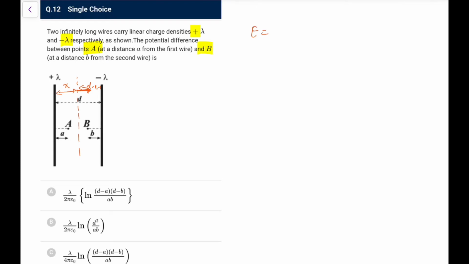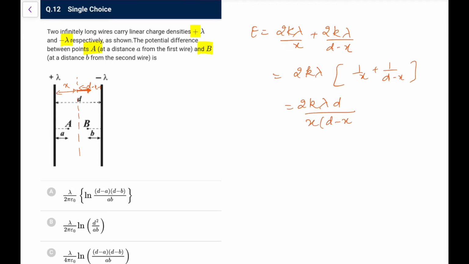So the field I can write as, due to the first one, 2k lambda by x, and the second one is 2k lambda upon d minus x. So what we have is 2k lambda, take it as common, 1 by x plus 1 upon d minus x. Do the calculation: 2k lambda d upon x into d minus x, that is what you have got. Okay, so the field is directed towards this. So what we have, the potential difference: if I have to calculate, I can directly say A is higher and B is lower. So just calculate the value of E dx as delta V.